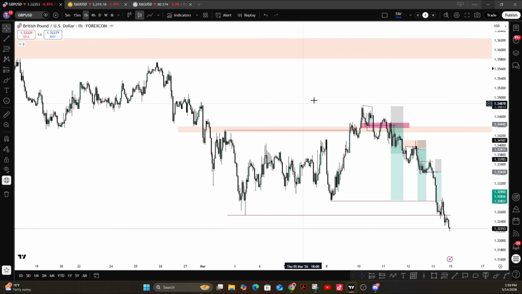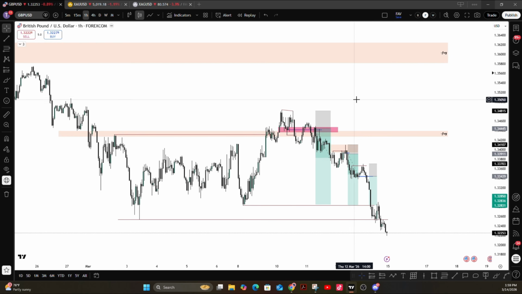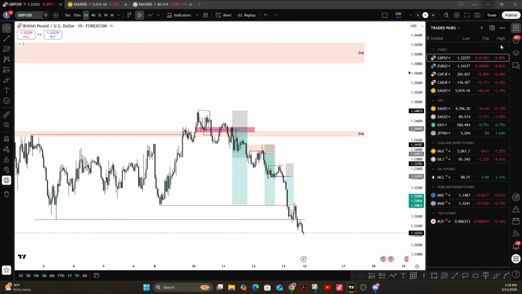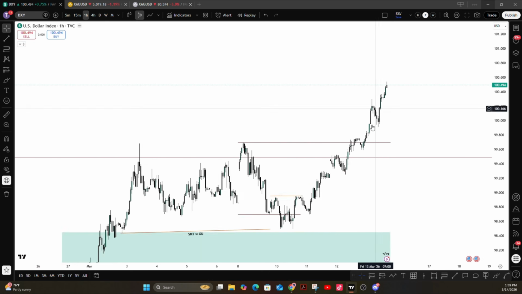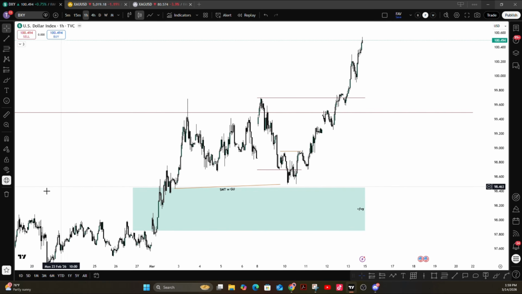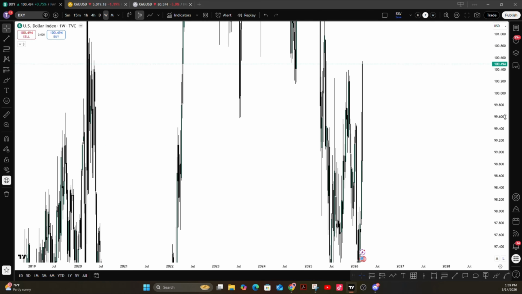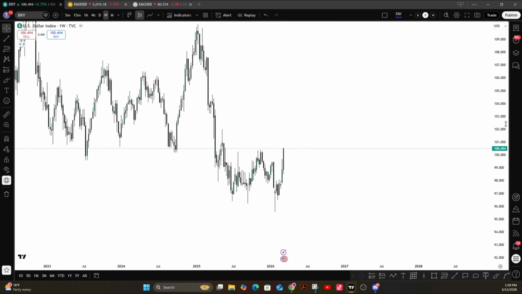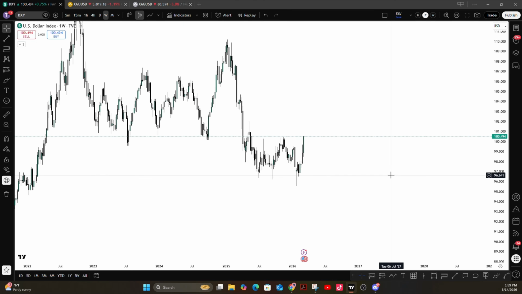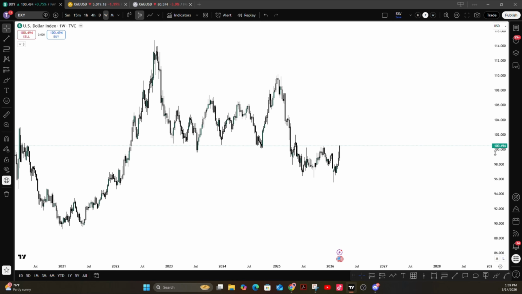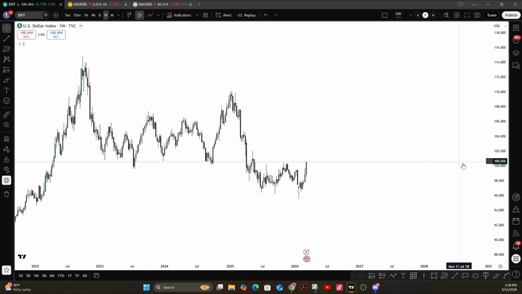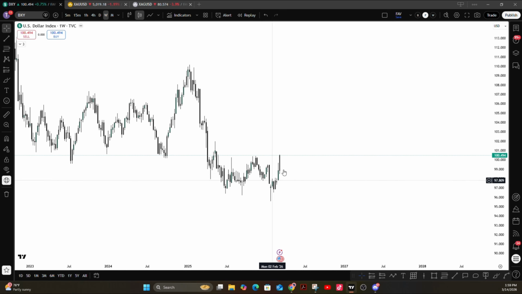So without further ado, let's get straight into this week's weekly outlook analysis. As usual, we start on the DXY, that is on the dollar. So let's get on the dollar. When we're coming into a new week, we always want to start on the weekly time frame. So this is the weekly time frame, and you can see how last week's candle closed.